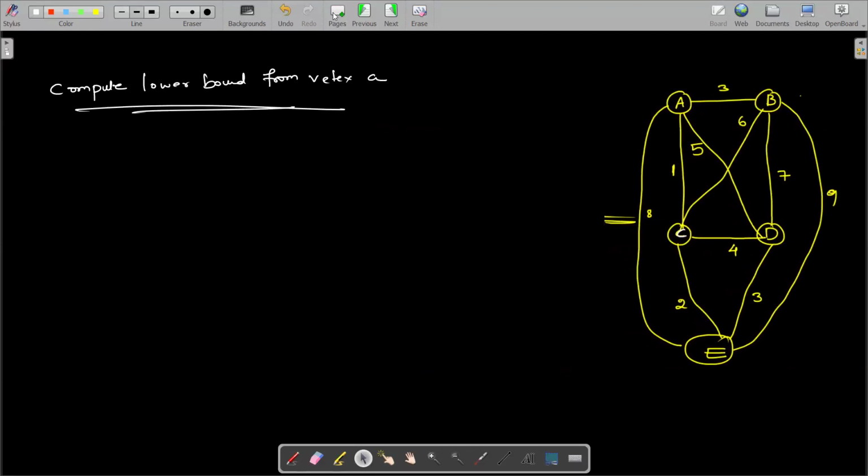So this is our graph. Like that only we can do. Fine. Now what we'll do, we're going to identify the lower bound for A. We will see that one. What is going to happen?